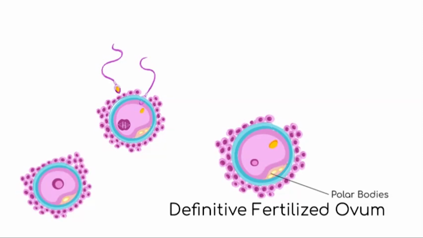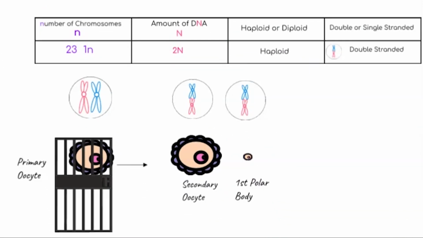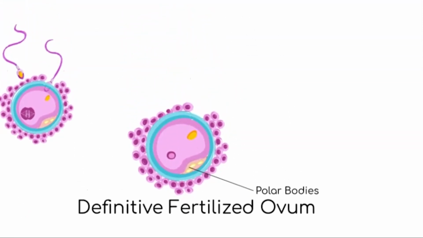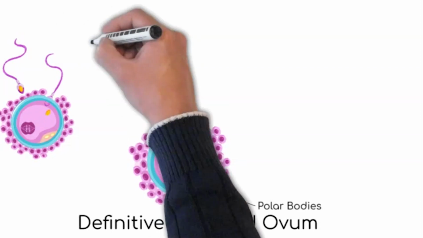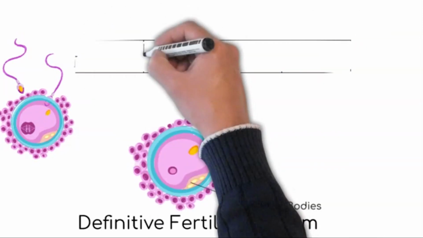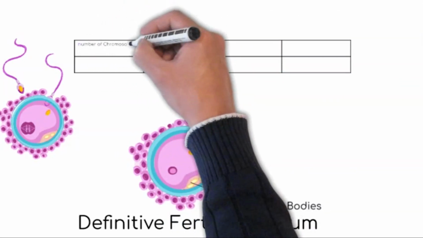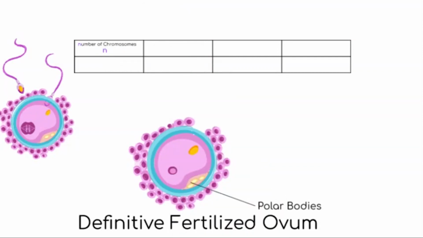Remember, during the second meiotic division, you had 23 chromosomes, but they were double-stranded, arrested. Now, once the egg is fertilized and it goes through that rapid second meiotic division, you still have 23 chromosomes, but they're now single-stranded, right? So the definitive fertilized ovum will have 23 chromosomes, but they are now single-structured.